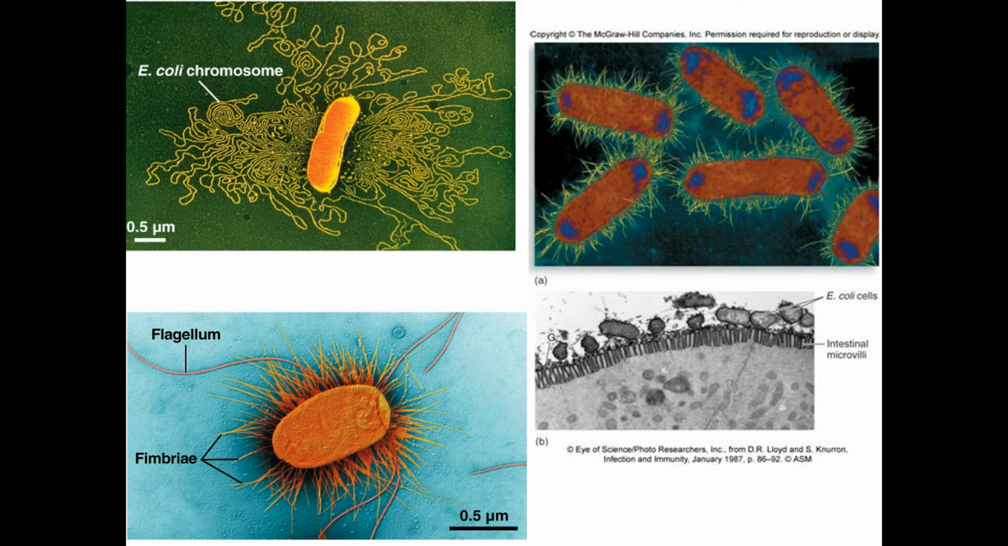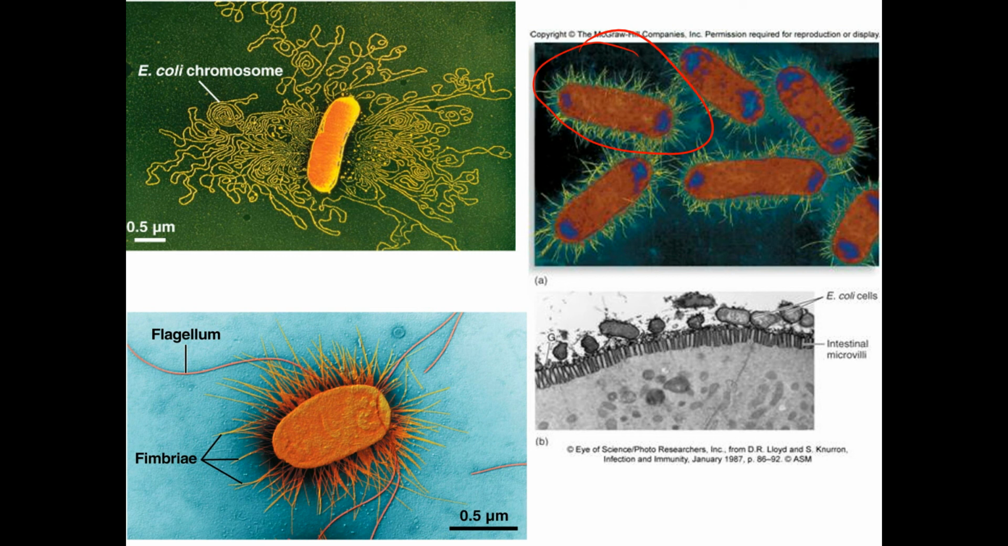Bacterial cells have structures called fimbriae. These fimbriae are what they use for attachment. Here you have E. coli cells with fimbriae. The fimbriae of the E. coli cells are allowing them to attach to the surface of the epithelial cells of the intestine. So for surface adherence, you have fimbriae.